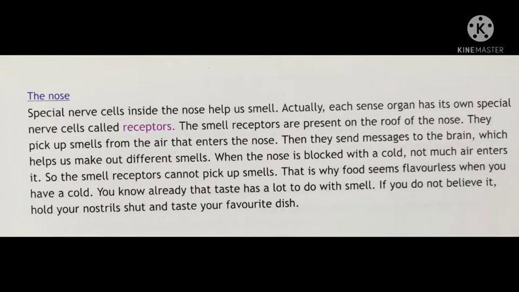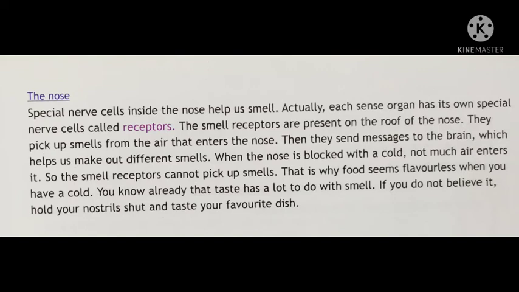Now the second thing which I am going to cover is our nose. Students, do you know what the function of our nose is? It is to smell. It is very easy. So what happens inside our nose? We have a special kind of nerve cells. They help us smell a particular dish or any particular kind of smell. Each sense organ has its own nerve cells, which are known as receptors.